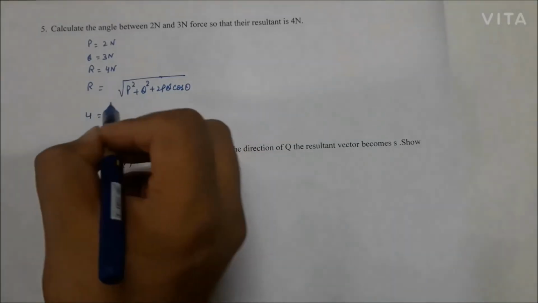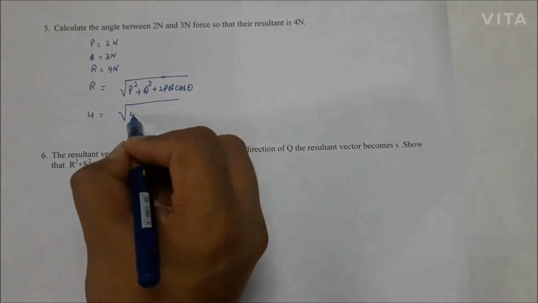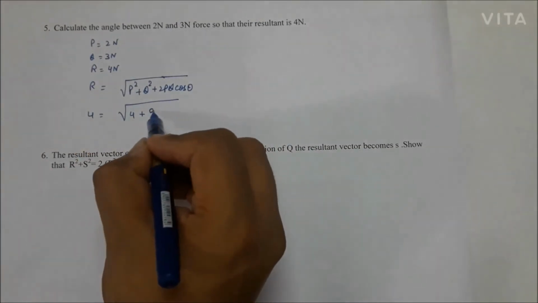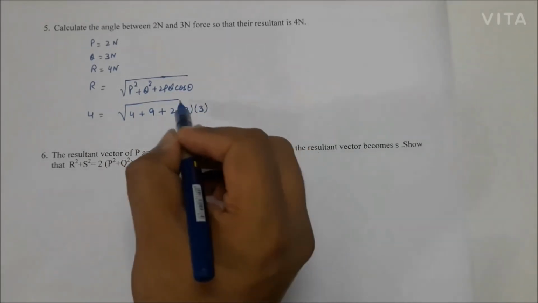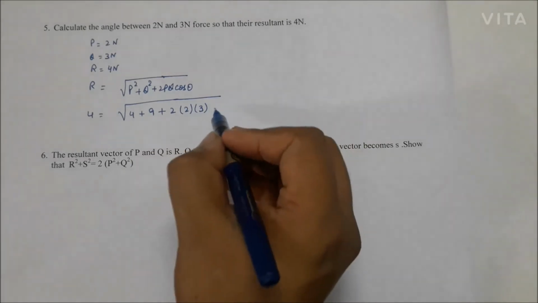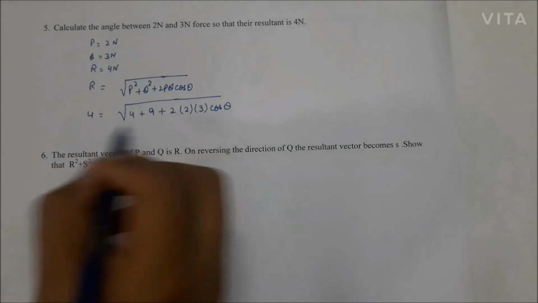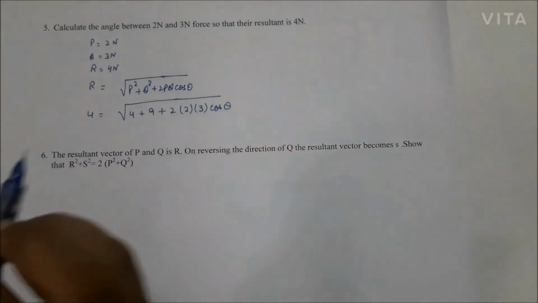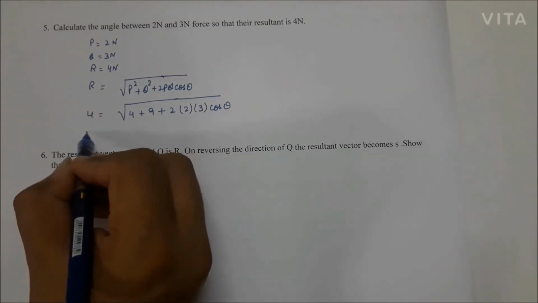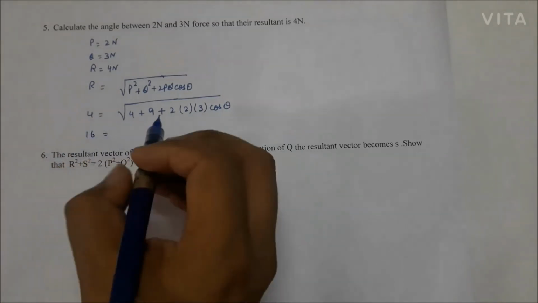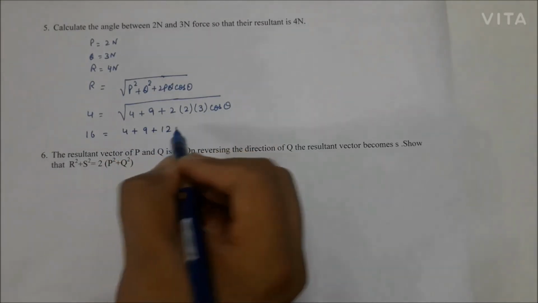Resultant is 4. Now what is the value of P? P is 2, so P square will be 4 here, and Q square will be 9 here, plus 2, P is 2, Q is 3. And what is cos theta? Theta you have to find out. When we are squaring both sides, this under root will cancel out with the square, and what it comes out to be is 16 equals 4 plus 9 plus 12 cos theta.